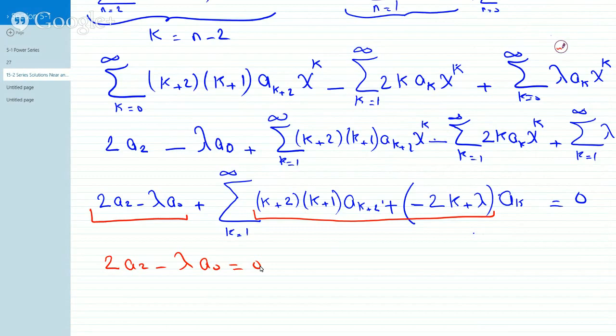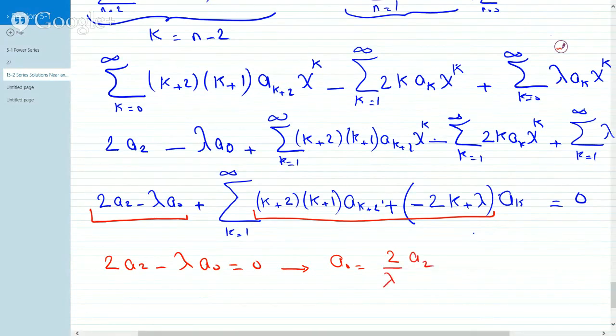Or, which makes a0 be 2 over lambda a2. Okay, so that's the first relationship.